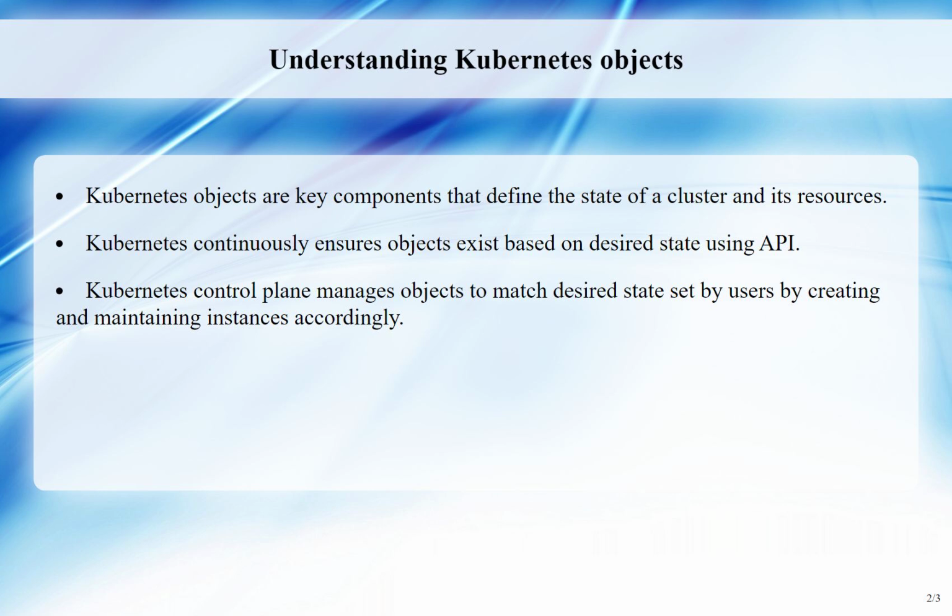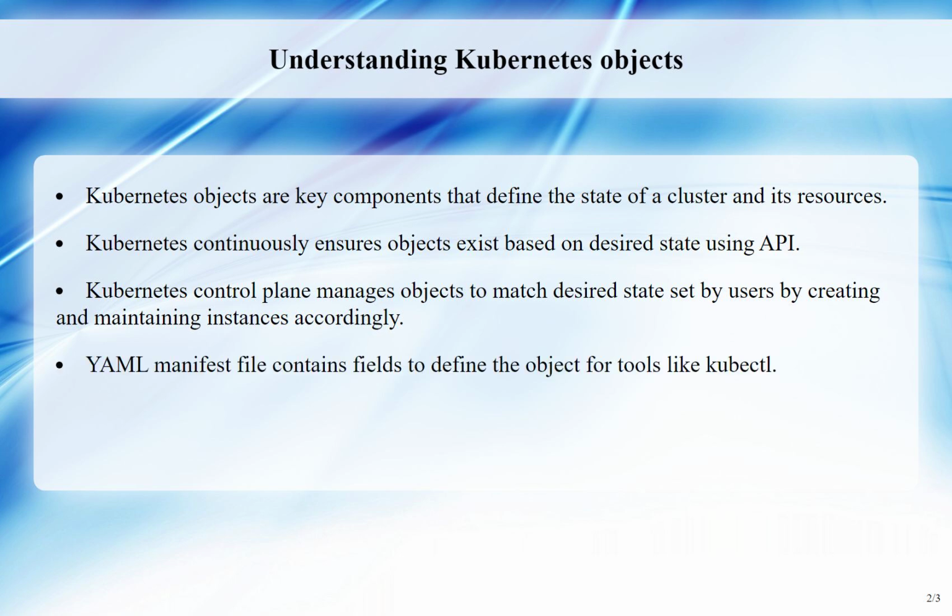When creating a Kubernetes object, the object spec must be provided, along with basic information such as a name. This information is typically provided in a YAML manifest file, which tools like kubectl can use to create the object. The manifest file needs to include fields like API version, kind, metadata, and spec to define the object.